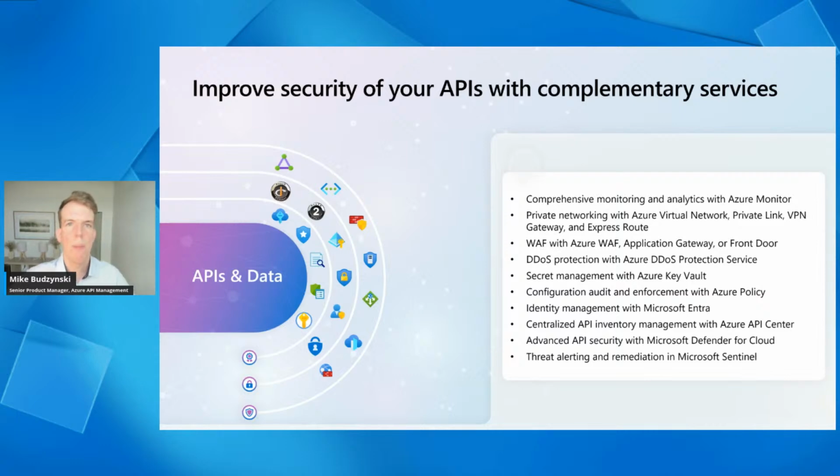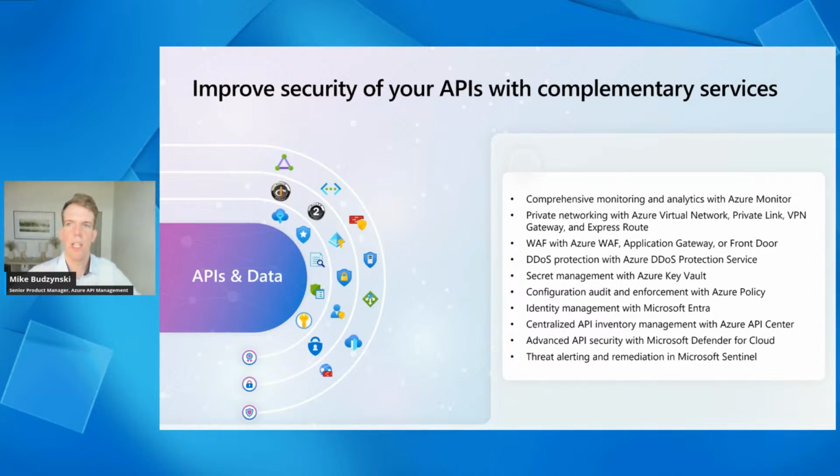You can use a web application firewall on top of your API management, such as Application Gateway or Front Door, to mitigate against common attacks such as SQL injection. There are also other services such as DDoS protection service, Azure Key Vault for secret management, Azure Policy for enforcing and monitoring compliance of your API management services, identity management with Microsoft Entra, and Microsoft Defender for Cloud.